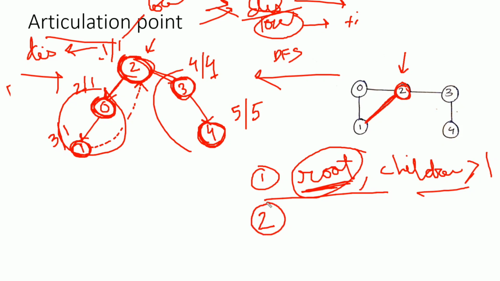So the second point is what? The second point: consider a vertex u and v. Okay. Consider a vertex u and v. So if low time of vertex v is greater than or equal to discovery time of vertex u.